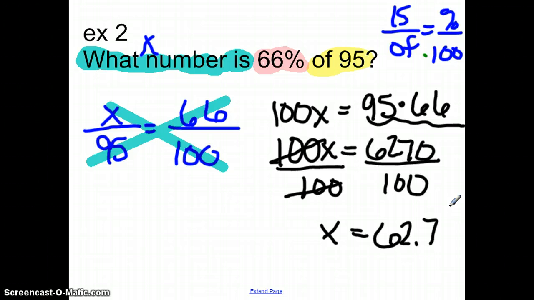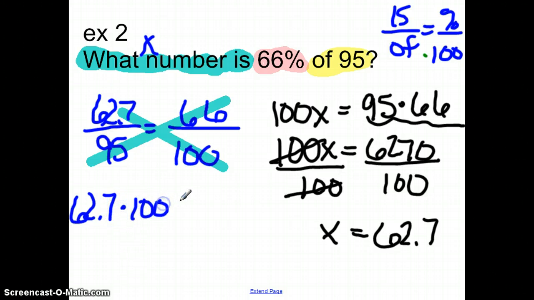Now you do have to make sure that, again, if I were to go back here and take this X out, and I was to put my 62.7, that means when I cross multiply, they should be equal. And you should check that out to make sure it works. Okay, last one.